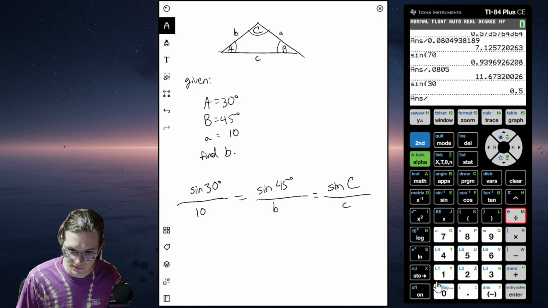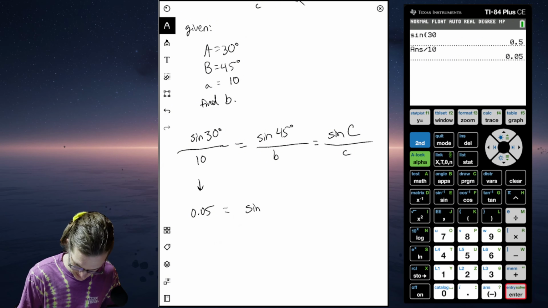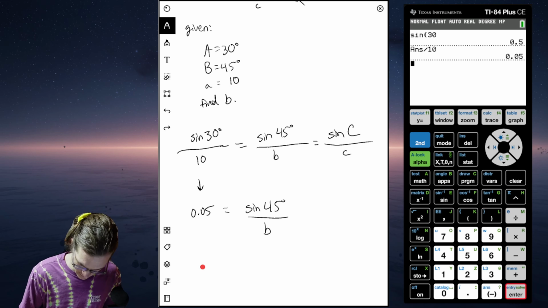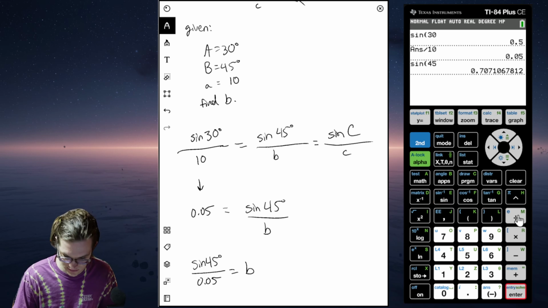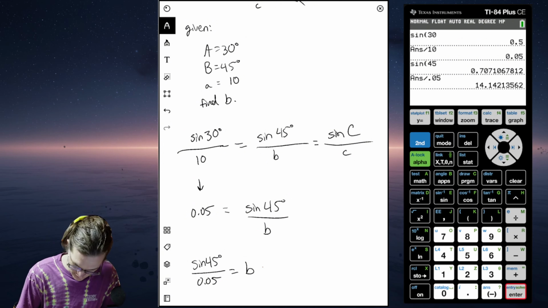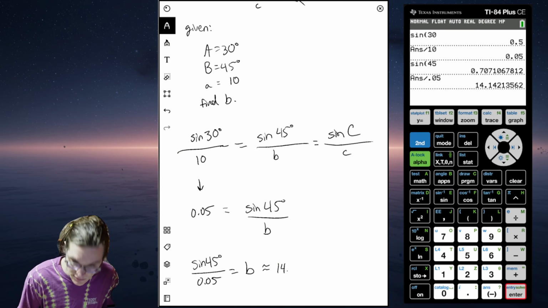All right. So now we have an equation that says sine of 45 degrees over side B is equal to 0.05, and the same is true for sine of angle C over C. We're just interested in finding B, so we will do this equals sine of 45 degrees over B. Remember, you can move this over. So sine of 45 degrees over 0.05 is equal to B. I will find out what that is. Sine of 45 degrees over 0.05. So B is approximately 14.1421. All right. And yep, it's just asking us for B.